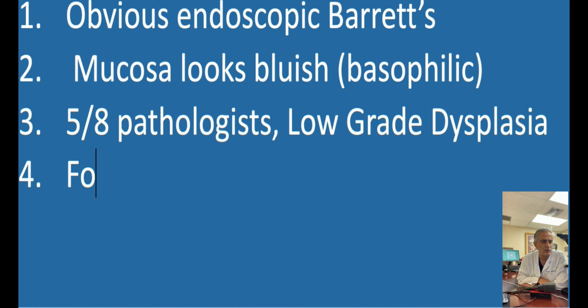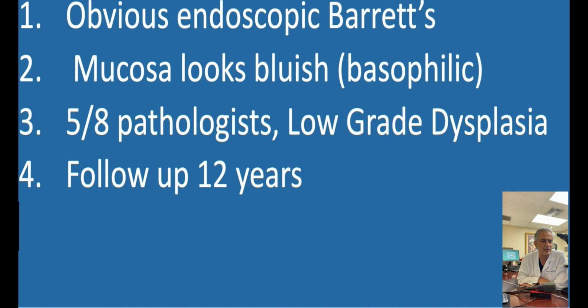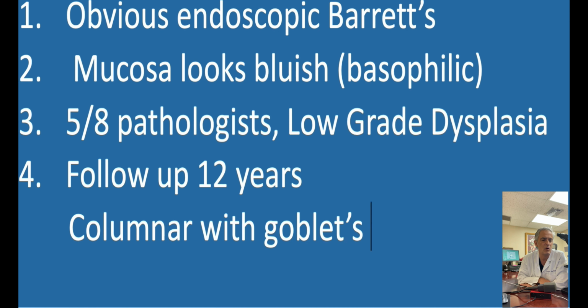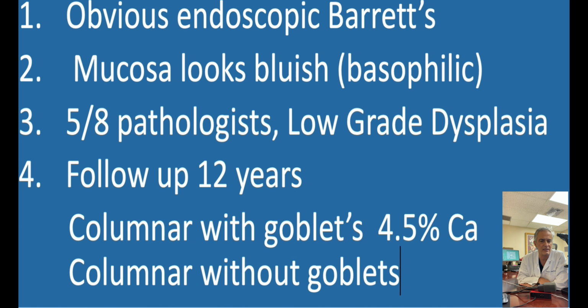Third, I showed the case to a pathologist. Five told me that they think it's low-grade dysplasia. And fourth, there are some studies, 12-year studies, showing that columnar epithelium with goblets, evolution to cancer 4.5% in 12 years. Columnar without goblets, 3.5%.